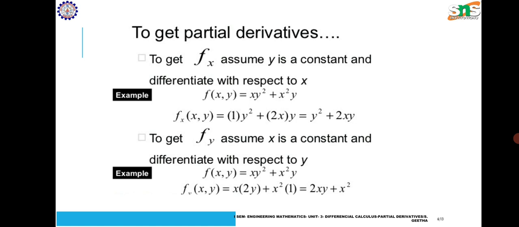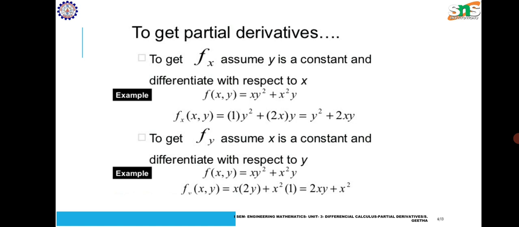Now we are going to find some first order partial derivatives for given functions. Here the given f of x y is x y square plus x square y. Now we are going to find the partial derivative with respect to x. While finding the partial derivative with respect to x, you take x as a variable and y will be treated as constant. So fx of x comma y is equal to, differentiating x, we get only 1, so 1 into y square, plus differentiating x square we get 2x, so plus 2xy, which is nothing but y square plus 2xy.